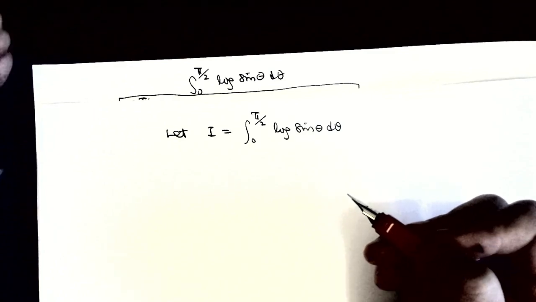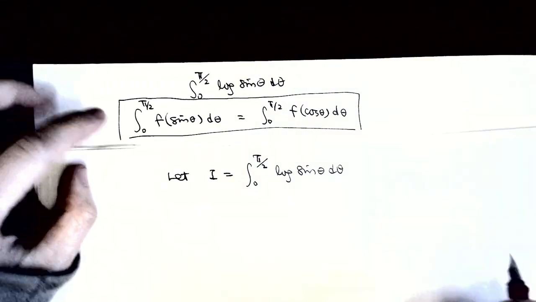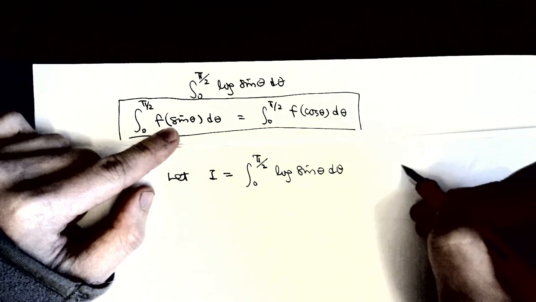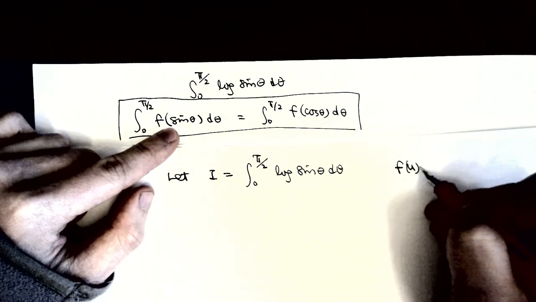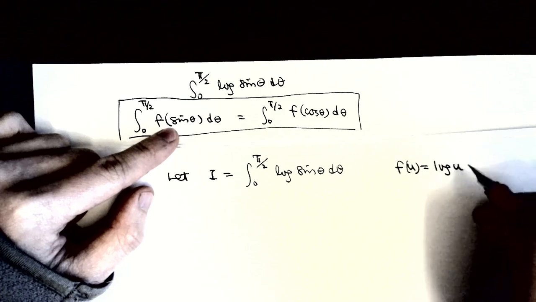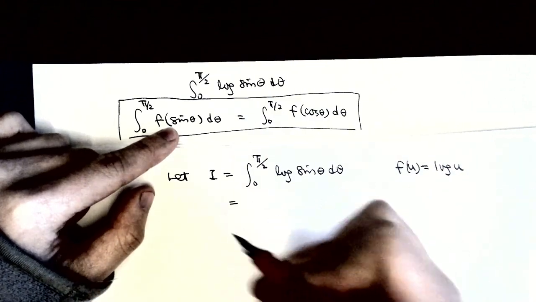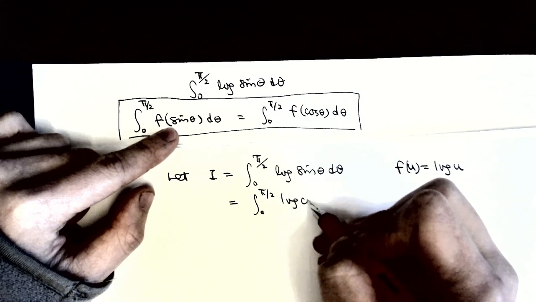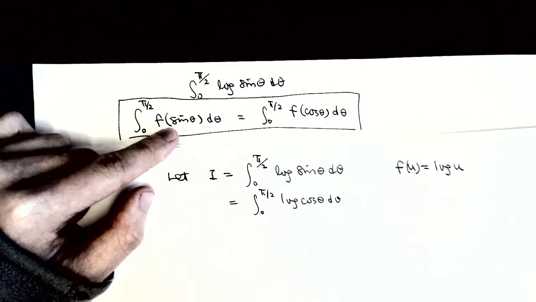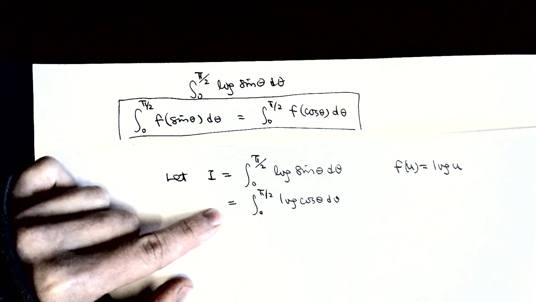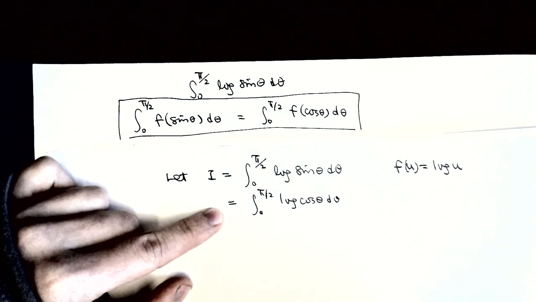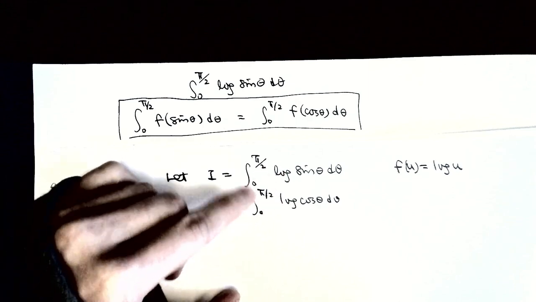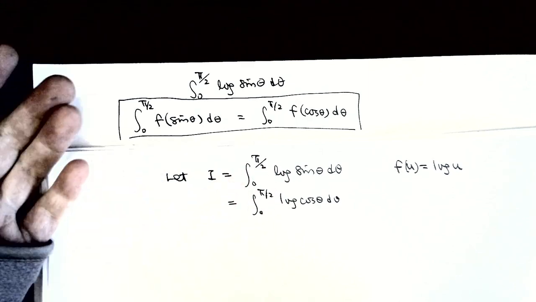Okay, the first trick tells us that we can change sine theta to cosine theta for some function. Here, the function f(u) is just log u. So we are free to change it to log of cosine theta by our first trick. Of course, this is not useful. We just know that these two integrals are the same.